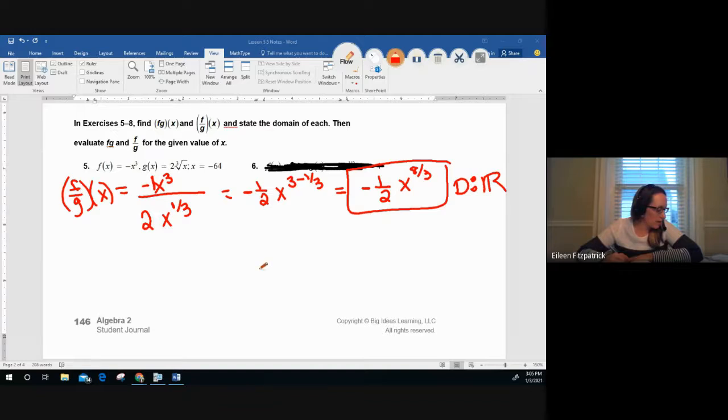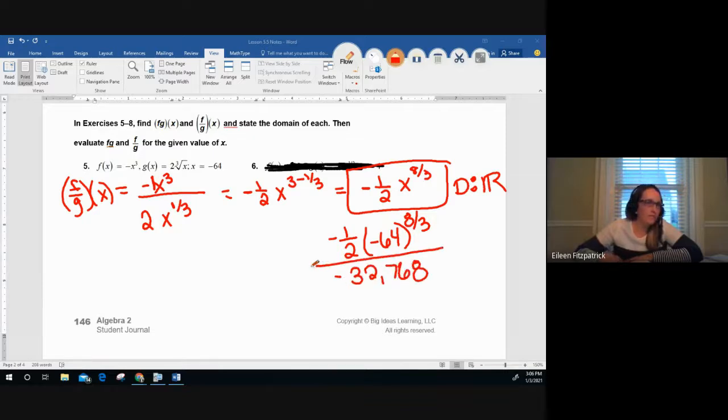And then let's see what I have to do next. Oh, so then I have to evaluate when x is equal to negative 64. So negative 1/2 and then negative 64 raised to the 8/3. Okay, again, you probably want a calculator for this one. You're going to take the cube root of negative 64 and then raise it to the 8th and then multiply it by negative 1/2. It's kind of a larger number. It's negative 32,768.